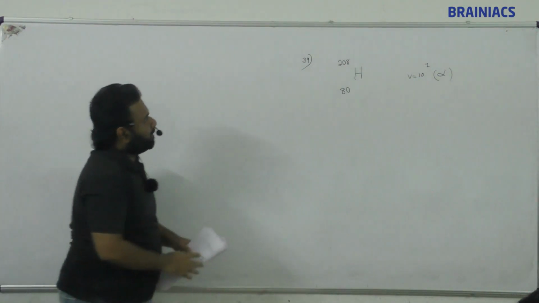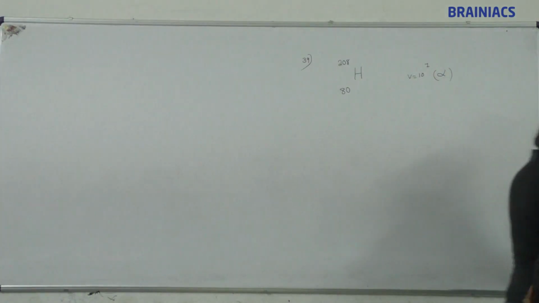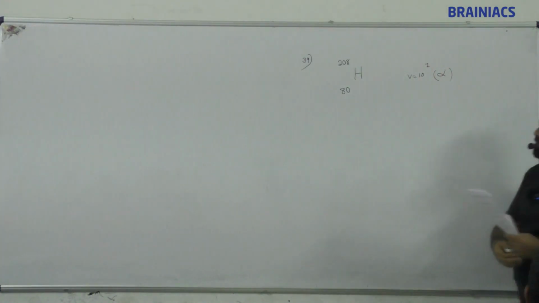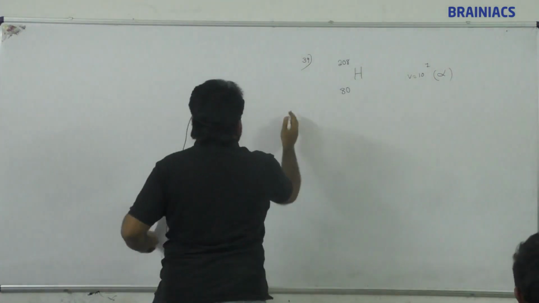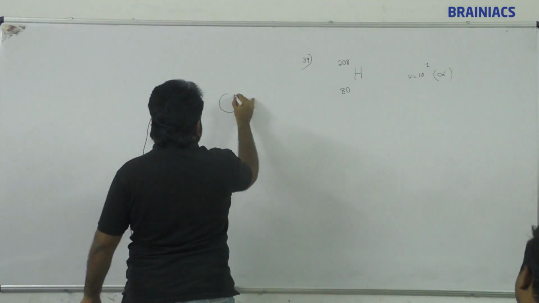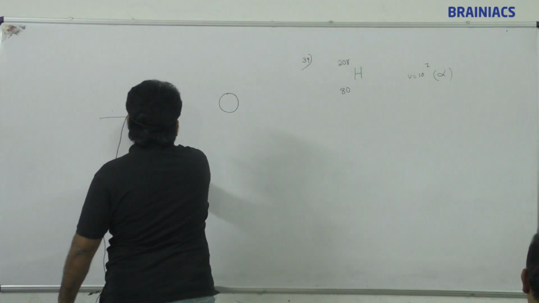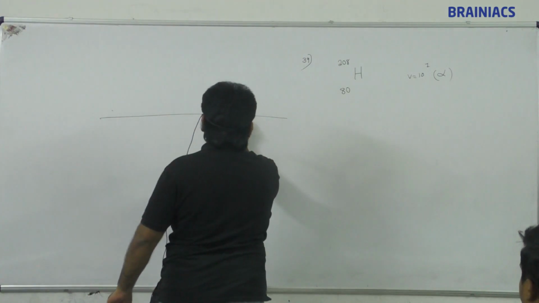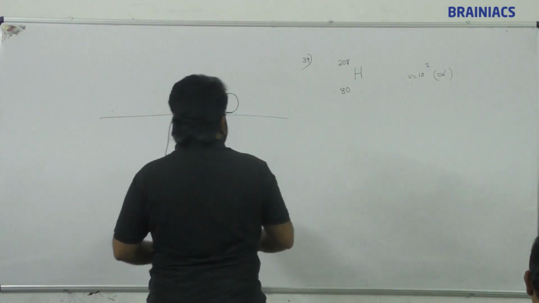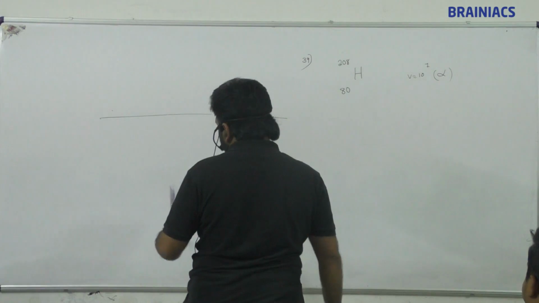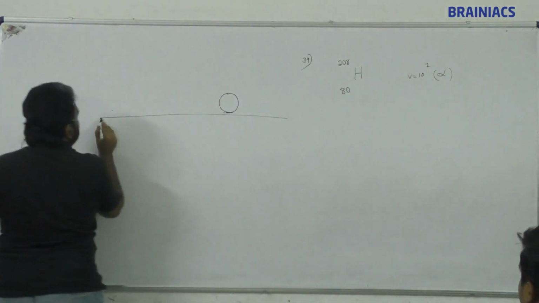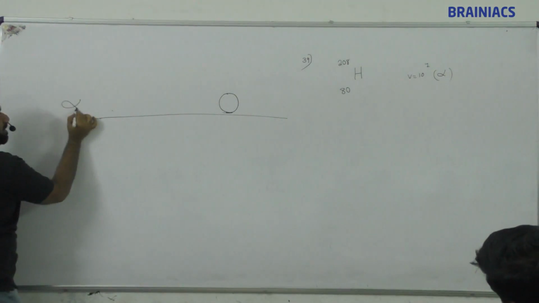Okay, children. So coming back to question number 39, closest approach. So here, what is there? Mercury. Okay, mercury atom is there, mercury nucleus is there. Alpha particle is coming from here.